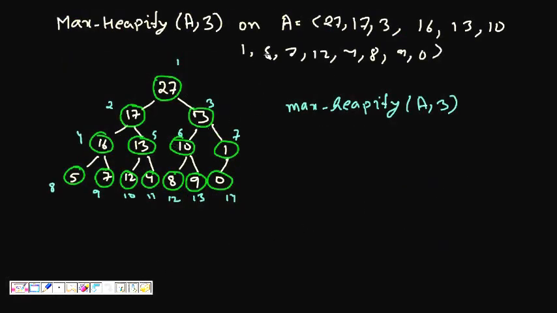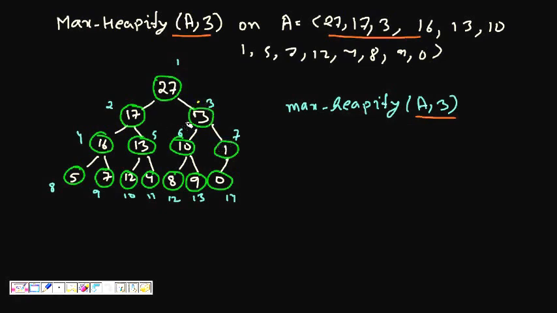So let's see with one example. In this question, we are asked max heapify A comma 3, and the array is given like this. So we construct the tree. So this is 27, 17, 3, 16, 13 and all. So we have a tree or a heap which is given, and now the question is max heapify A comma 3. So let's try to solve this. A comma 3 means I have to max heapify this node.